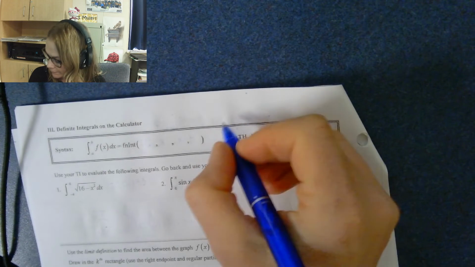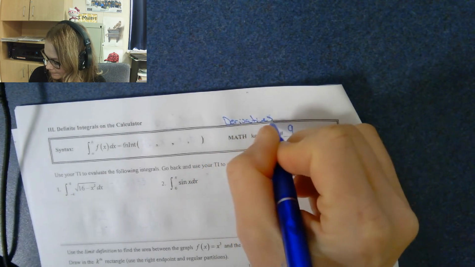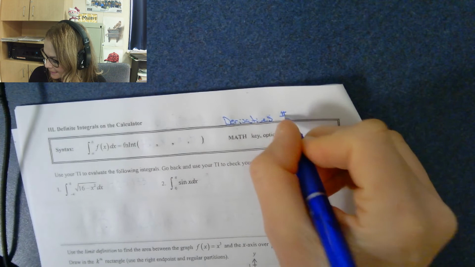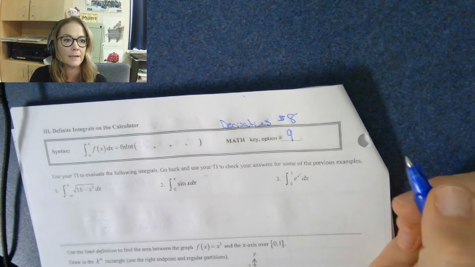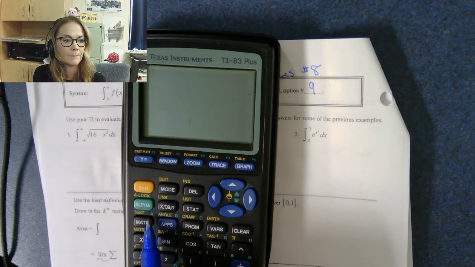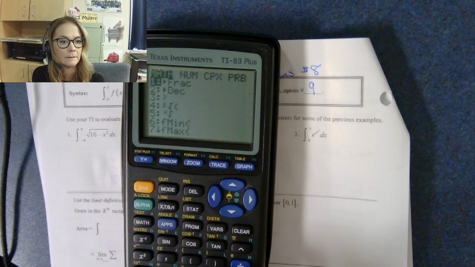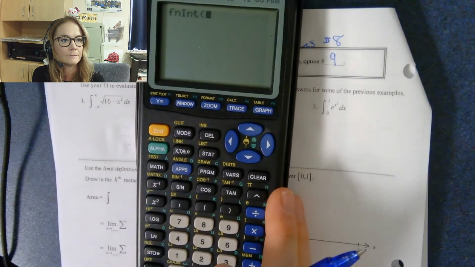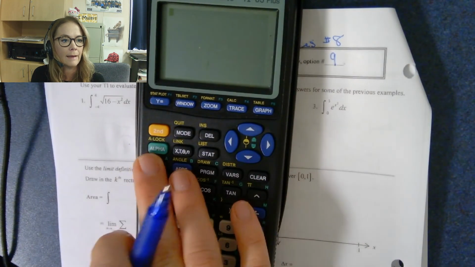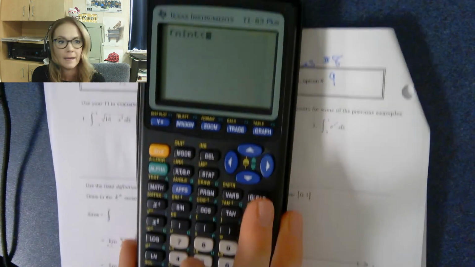Okay, if you remember from derivatives, that was number 8, and integrals are number 9. So that's just right here under this math. So math, hit 9. Okay, math 9. Math 9. Okay, so you get something that looks like this.